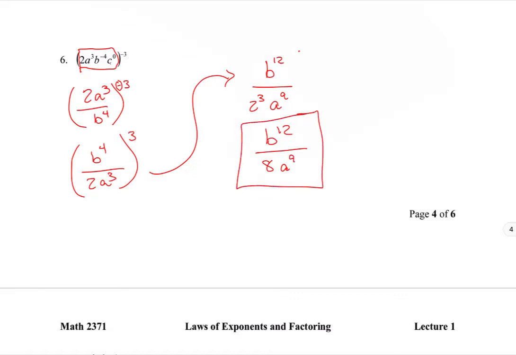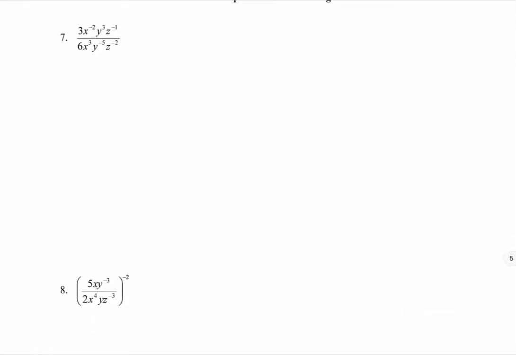Okay? And the next one, simplify my numbers. So I have 1 over 6.